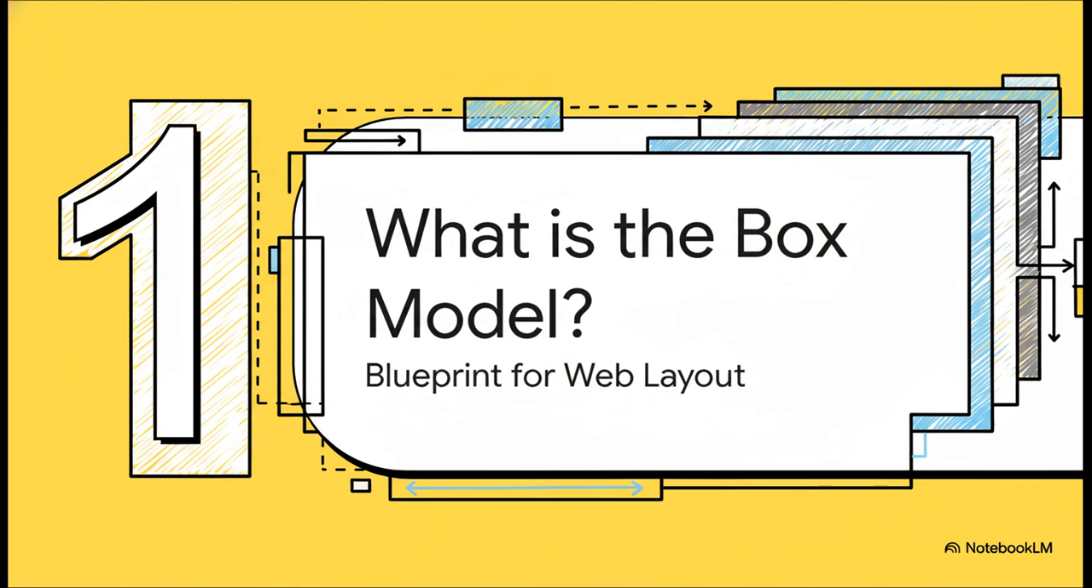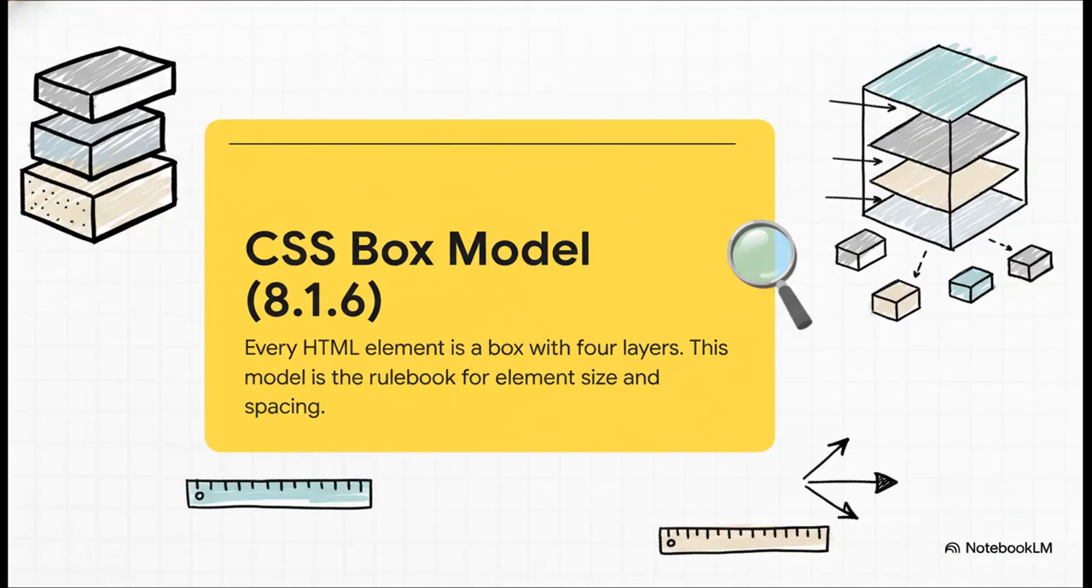At its very core, the box model is just the set of rules that CSS uses to think about layout. It dictates how every single element on a page takes up space and, just as importantly, how it interacts with the elements around it. And this isn't just some nice-to-know theory. The Pearson specification, right there in section 8.1.6, says you need to know this.